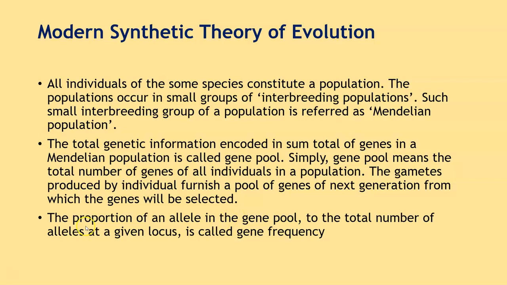The proportion of an allele in the gene pool to the total number of alleles at a given locus is called gene frequency. Students, there are a number of factors which can affect this gene pool. The migration of population can alter the gene pool. The gene pool also changes due to the replacement of one generation by another in the Mendelian population. Does any change in the gene pool affect the entire population?